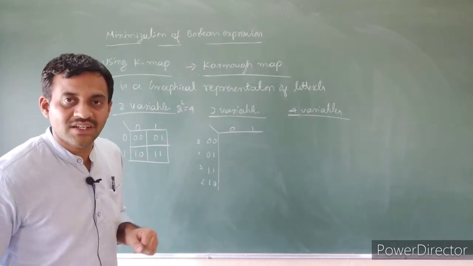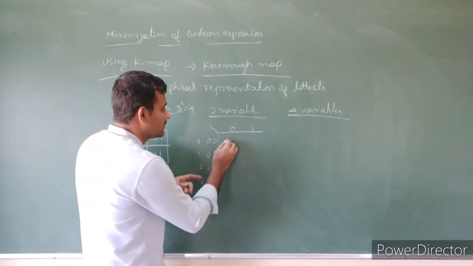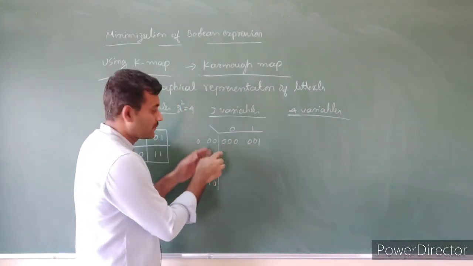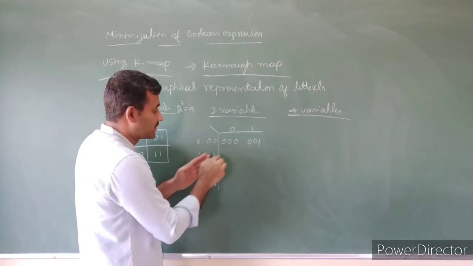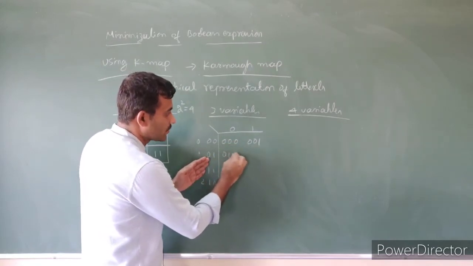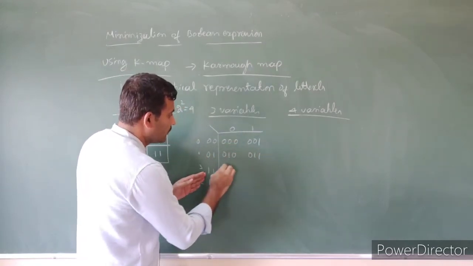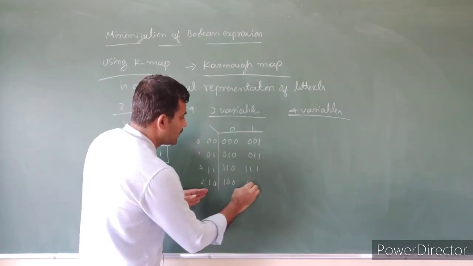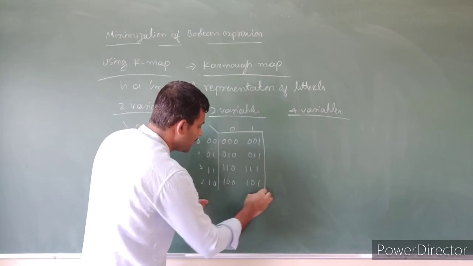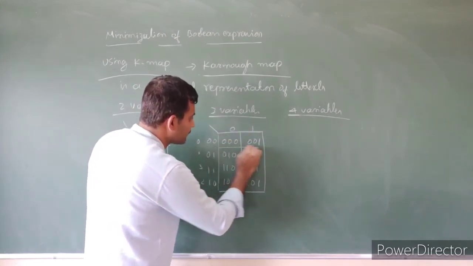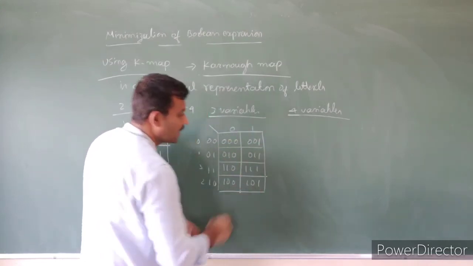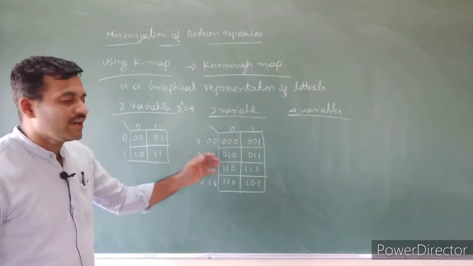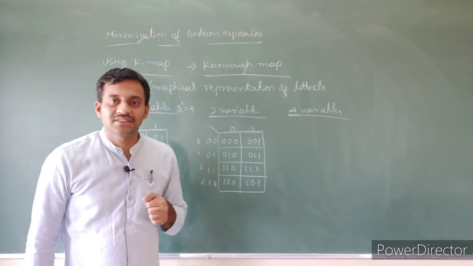What is cell adjacency? See here. What is the combination? 000, 001. How to write? First write the left side, then the top one. 010, 011, 111, 110, 100, 101. So these are the 8 unique cells, and the 8 unique cells follow the cell adjacency rule.